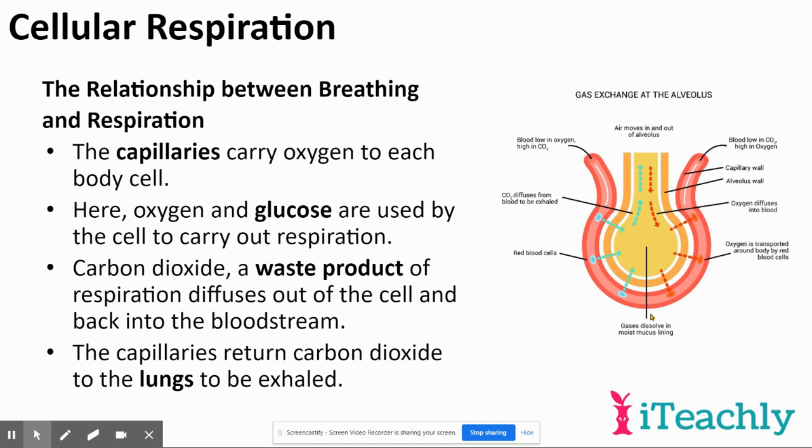But again, your alveoli have a lot of surface area. Your lungs have tons and tons of surface area, which is good, so you can take in lots of oxygen and release lots of CO2.